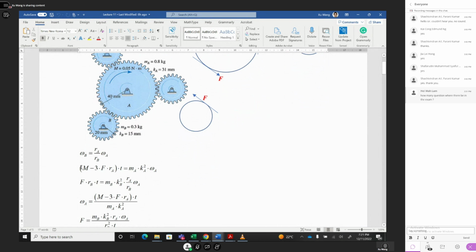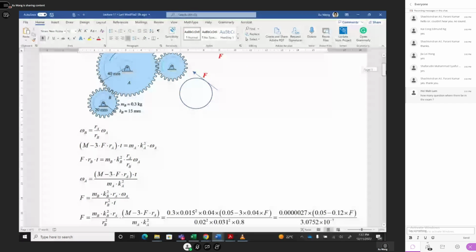Okay, so now you have two equations. In this equation, omega A should be equal to this one divided by MA KA, and then you put F equal to this one divided by RB. Hold on. So F should be equal to RB squared T. Equal to FB. This one is correct. What is F equal to? F is FB RA omega A, divided by B squared, and divided by T is here.